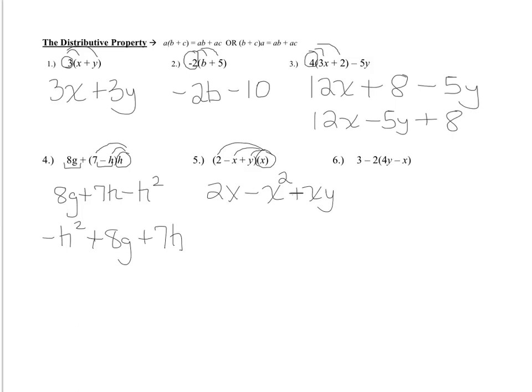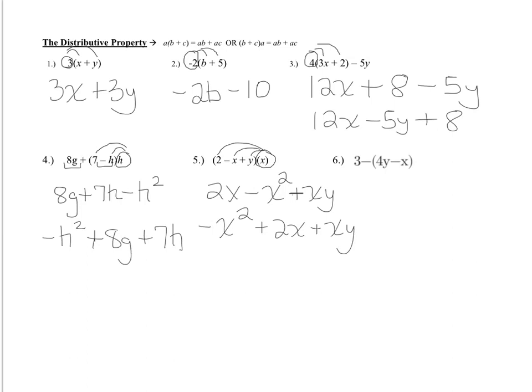If you want, you can rearrange it so that the negative x squared comes first, then you have the 2x, and then the xy. And honestly, when you have double variables, sometimes your double variable goes in the middle, and then the other variable goes at the end. You'll understand more about the order later, but honestly, order really doesn't matter.